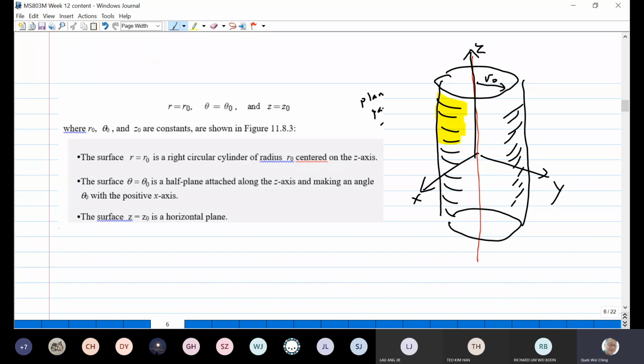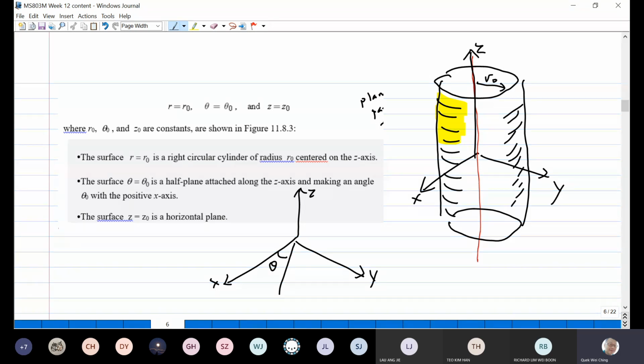What happens if theta equals theta0, a fixed number? Theta is an angle measured from the x-axis. So yeah, x-axis, y-axis, z-axis now. So theta, suppose, is here now.